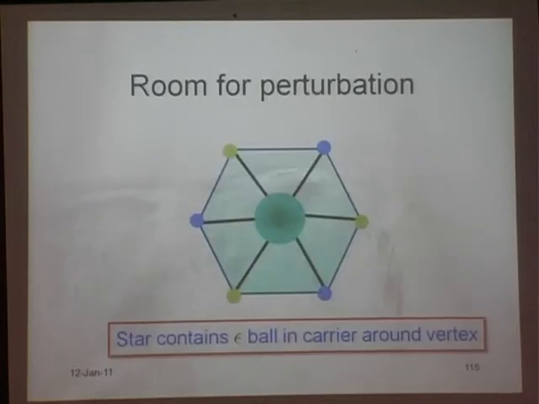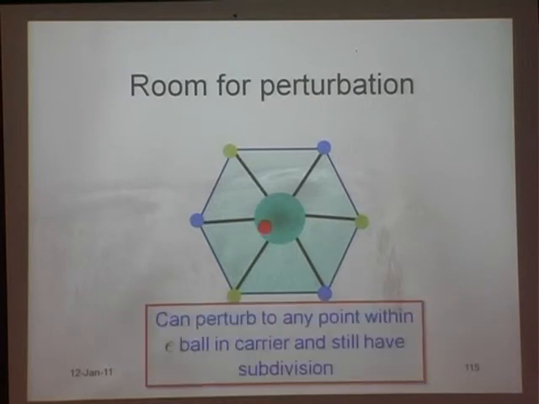So the first observation is that if I have an open star, then that must contain an epsilon ball for some epsilon around each vertex. I can find some epsilon, which may be very small, depending on what the star looks like. The star is not necessarily convex, for example. But there's some epsilon ball such that everything in the ball is inside the complex. That's step one.